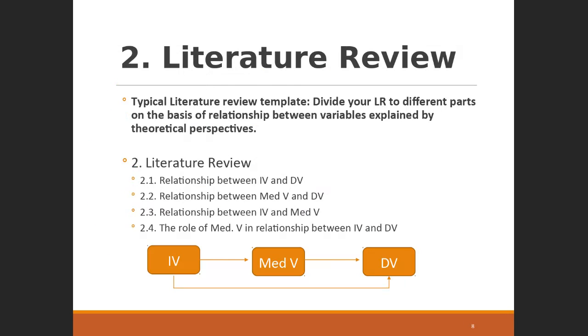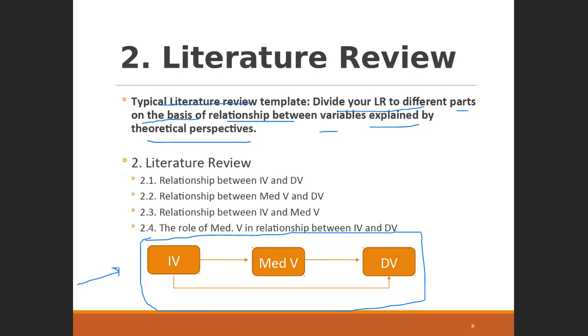The second section, we have discussed this in detail in our AS2 as well. We discussed that the typical literature review template is that you need to divide your literature review into different parts on the basis of relationship between variables explained by theoretical perspectives. So, for instance, it is just an example that if your theoretical framework looks like this, so in this particular theoretical framework, we have four relationships.